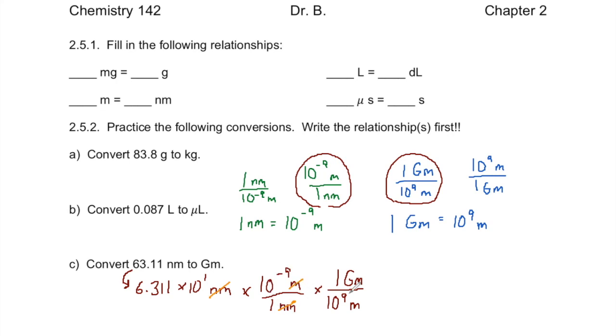Our nanometers cancel and our meters cancel. We're going to be left with gigameters. If we gather all of these powers of 10 here, we're going to have to take 1, subtract 9, and then subtract 9 again. So that is 6.311 times 10 to the negative 17 gigameters.